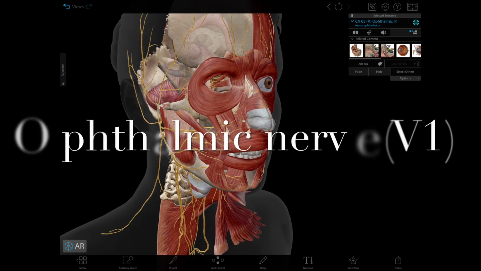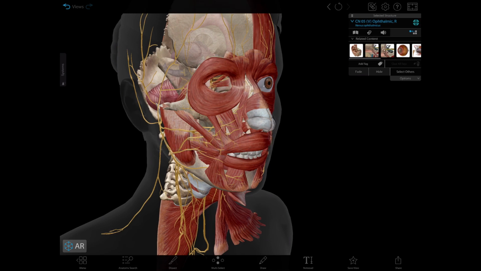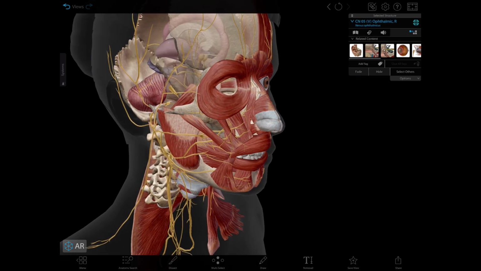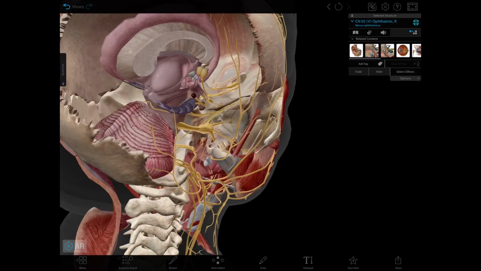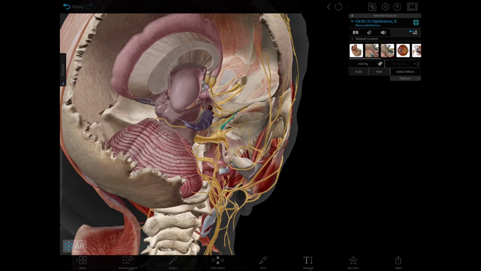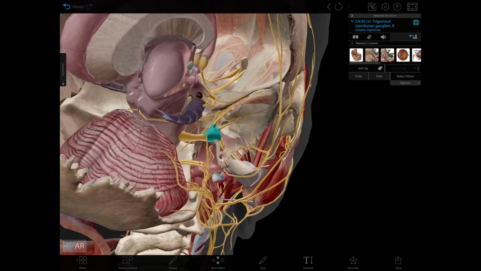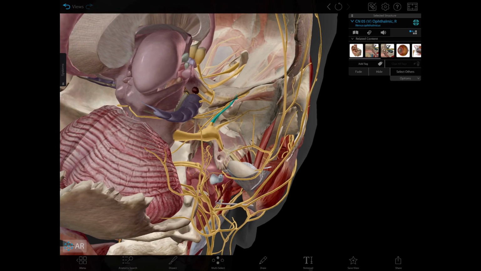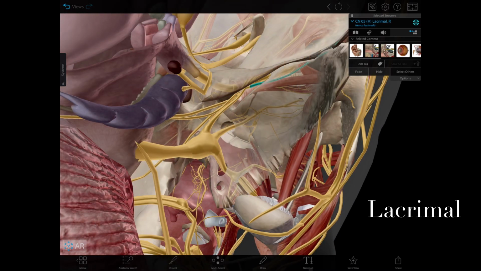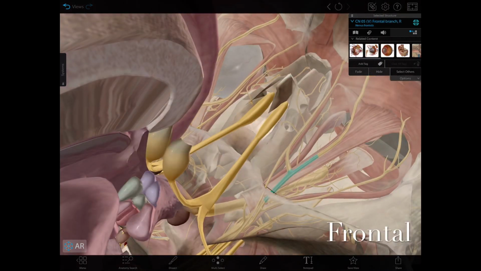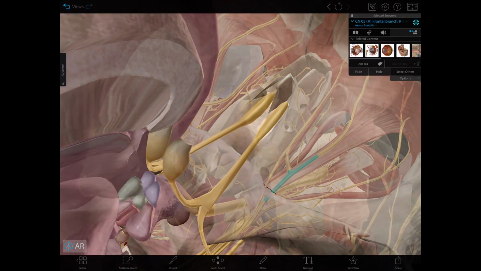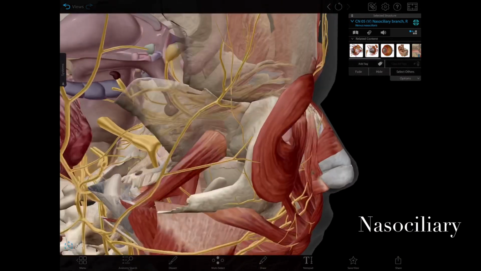The ophthalmic nerve, which is the first branch of cranial nerve number 5 or trigeminal, contains general sensory fibers, and it originates from the trigeminal ganglion, the sensory ganglion of cranial nerve number 5. This one passes forward along the lateral wall of the cavernous sinus, and it divides into 3 branches: a lacrimal branch, a frontal branch, and a nasociliary branch.